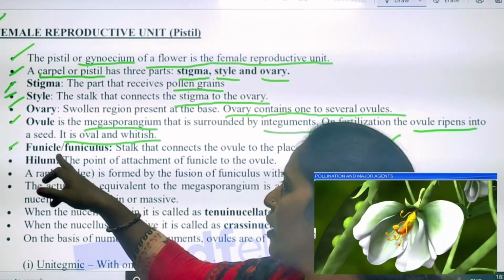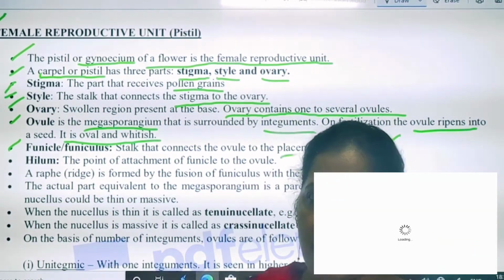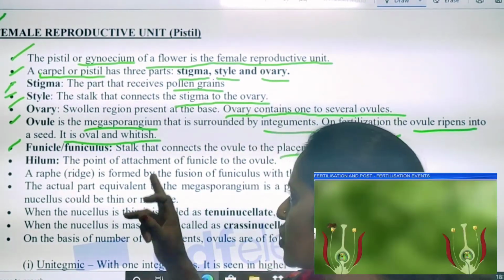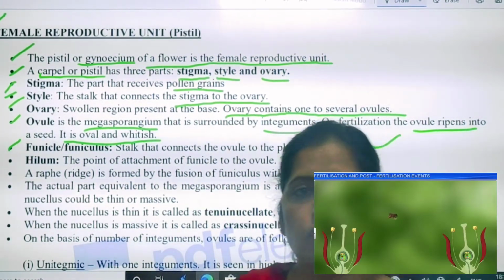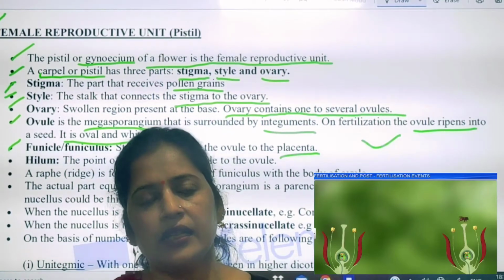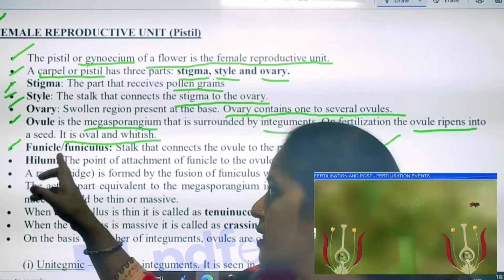Next is the funicle or funiculus. Stalk that connects the ovule to the placenta. ऐसा stalk जो किस चीज को connect करता है? Connect the ovule. Ovule को किस चीज के साथ connect करेगा? They connect the ovule to the placenta. That is known as the funicle or funiculus.